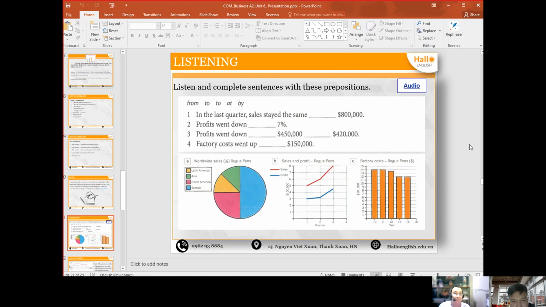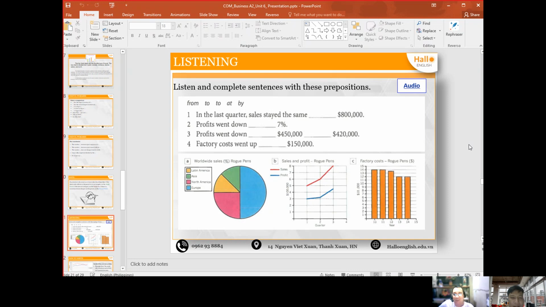Unfortunately, profits went down by about 7%. Yes, the profits went down from $450,000 to $420,000. This is because our factory costs went up. Factory costs went up to $150,000 in year 15 because the price of plastic increased.